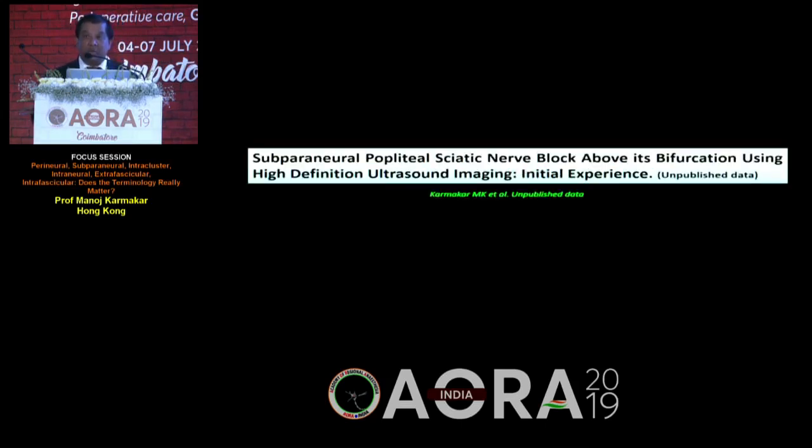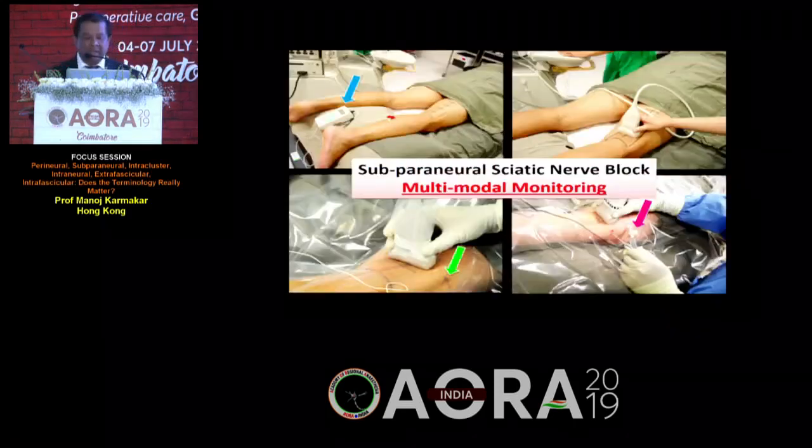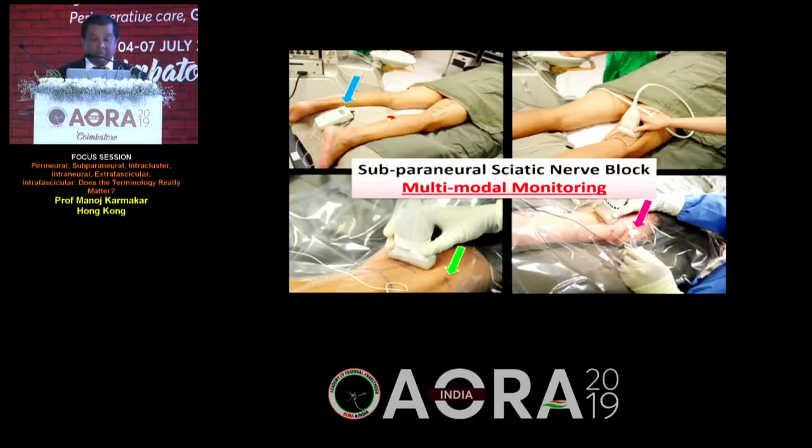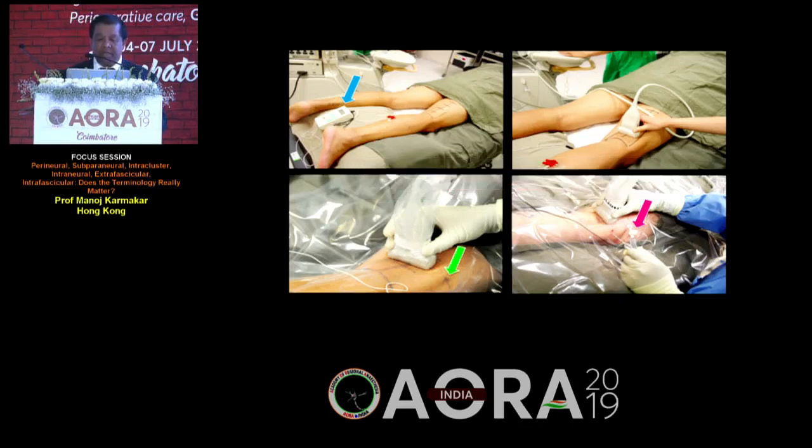today there is no data to say where you should be performing the injection, although most of us perform it at the bifurcation. So we said, let's start off first with above the bifurcation, where the nerve is before it divides into its common peroneal and tibial nerves. As you can see, I usually perform it in the prone position. This was a research project, so we used multimodal monitoring with ultrasound, nerve stimulation, and even injection pressure monitors, because we go very close to the nerve.